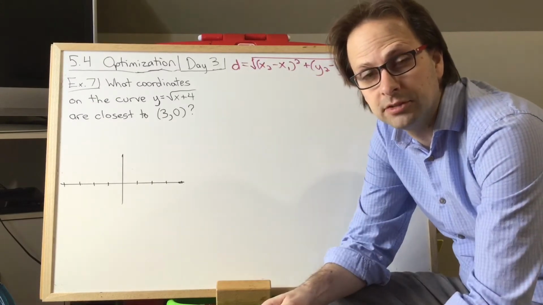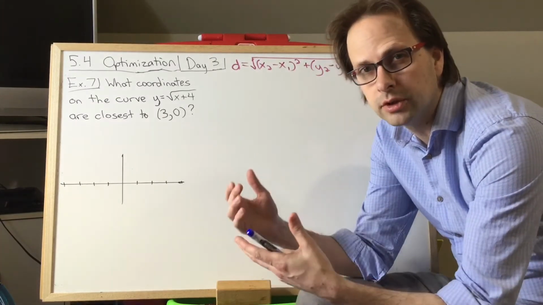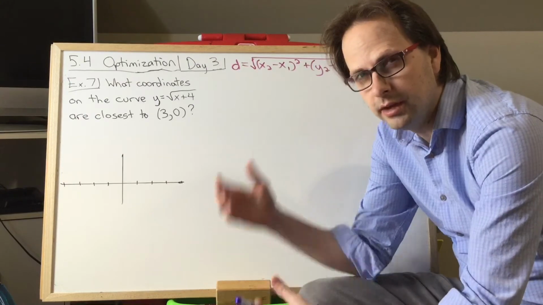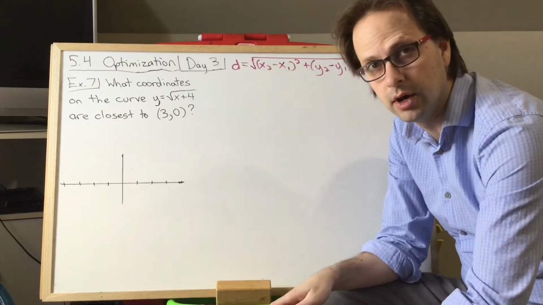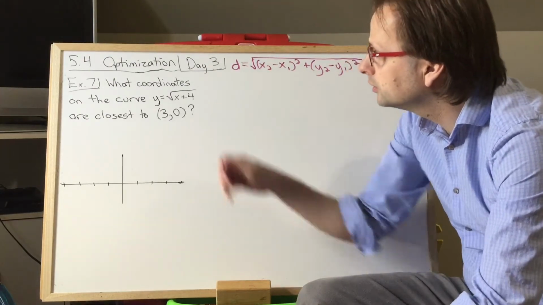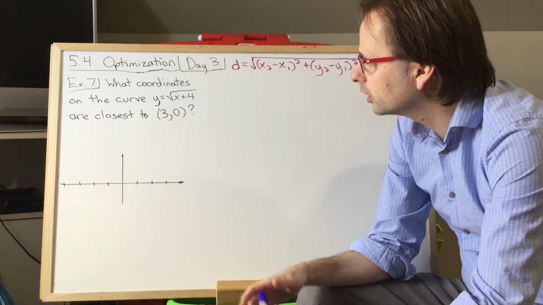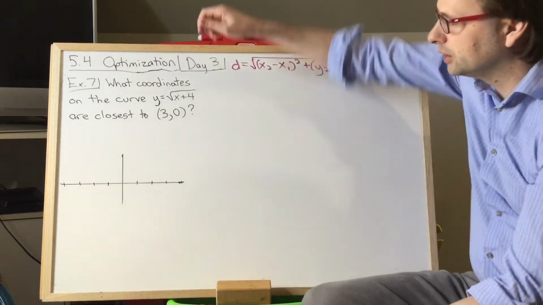Here's another minimum distance question, but if you understood the last one, feel free to press pause and just do this, skip ahead and check your answers. Otherwise, follow along. So we're wondering what coordinates on the curve y equals root x plus 4 are closest to the point 3, 0. Let's draw it.